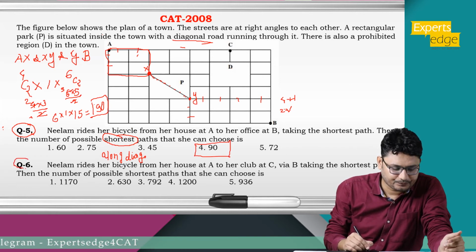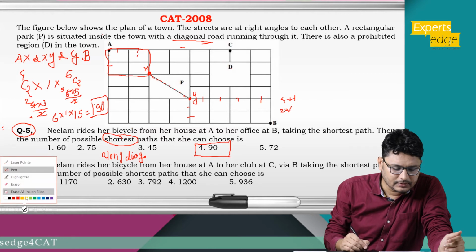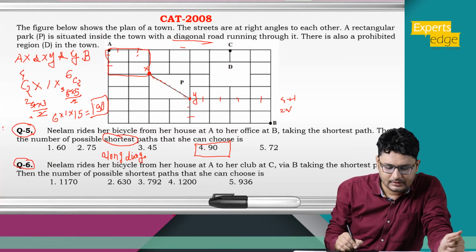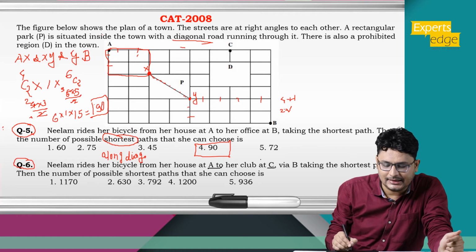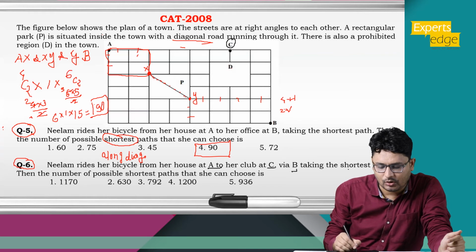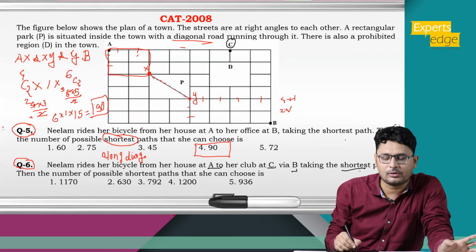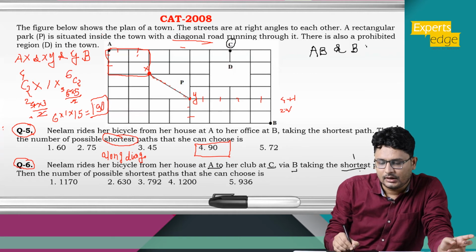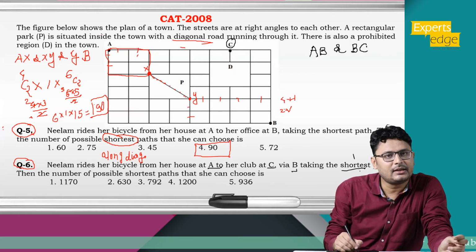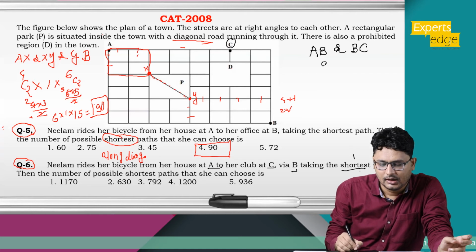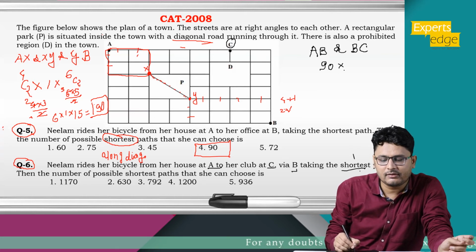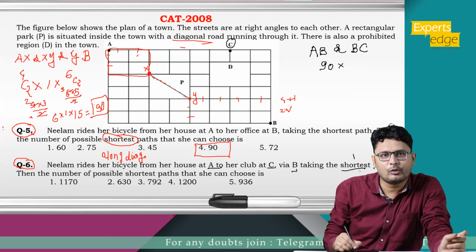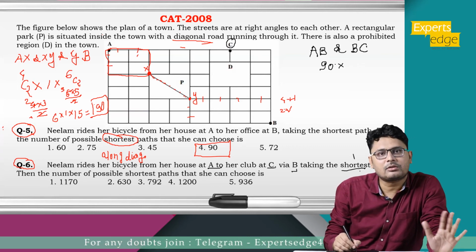Let's look at the second question of this. Question number 6. What it says: Neelam wants to go from A to C, but via B, along the shortest route again, again along the diagonal. So how will her route be? She will first go from A to B, and then from B to C. We have already calculated the answer of A to B in the last question. What was it? 90. So my common sense says whatever value BC would be, my answer also has to be a multiple of 90.